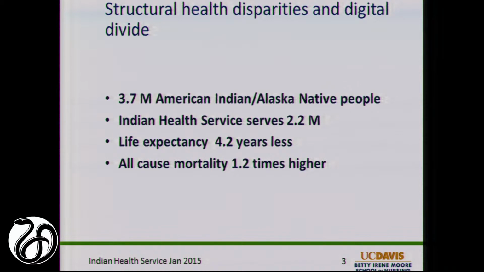So first, there are 3.7 million American Indian and Alaska Native people in the United States. The Indian Health Service is the primary provider of care for them, but they only serve 2.2 million. Most of the people that they serve live on reservations, and we know from this number that a large group of the Native American community does not live on a reservation, and therefore is not being served in a tribal clinic.